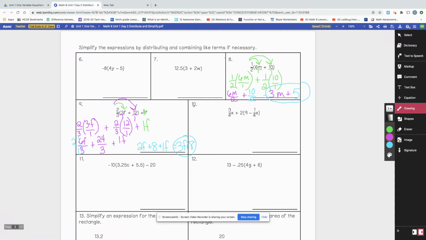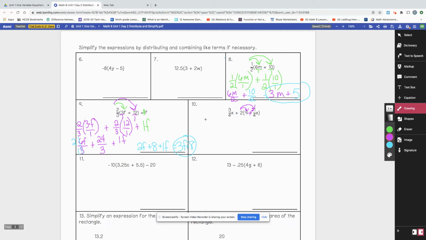Okay, let's take a look at number 10. Number 10, we see we have a fraction, 3/4. 3/4 of x, or 3/4 times x, plus 2, and then we have in parentheses 9 minus 1/4 x, or the difference of 9 and 1/4 x. Well, I have distribution not over here on the right side, plus another term. I have this term, and then distribution of the 2 to the 9, and the 2 to the, remember, negative 1/4. I like to go ahead and make that plus a negative.